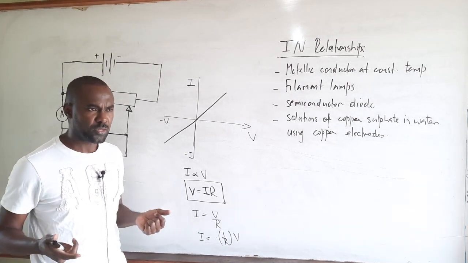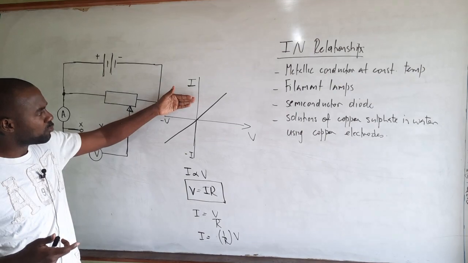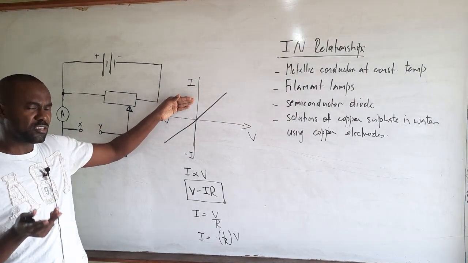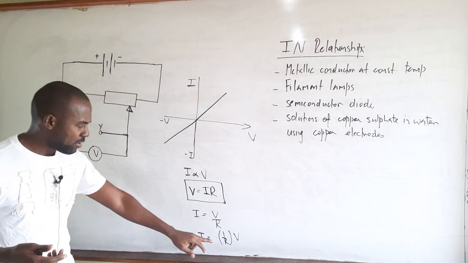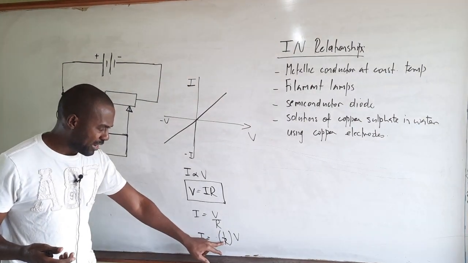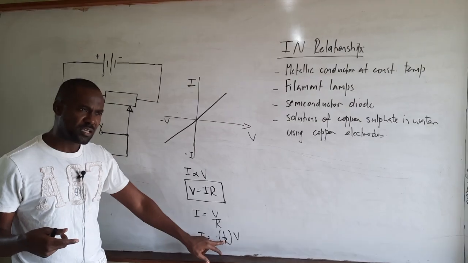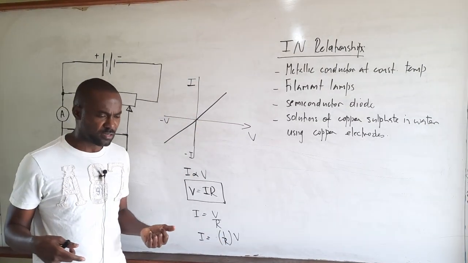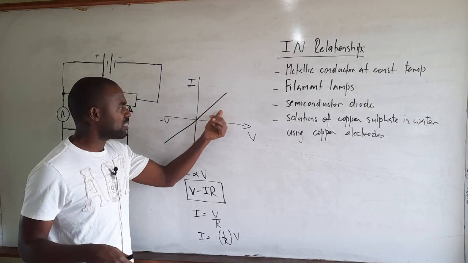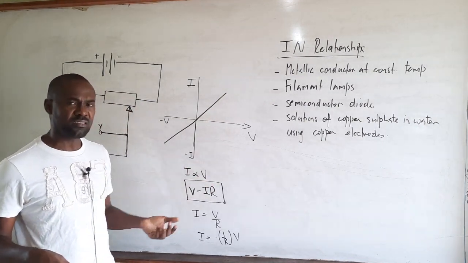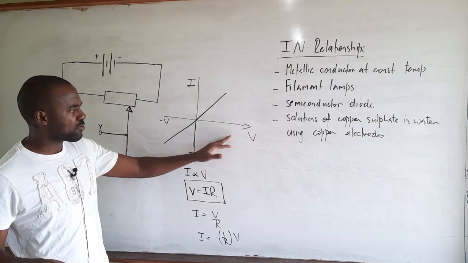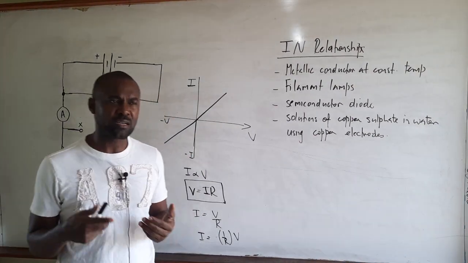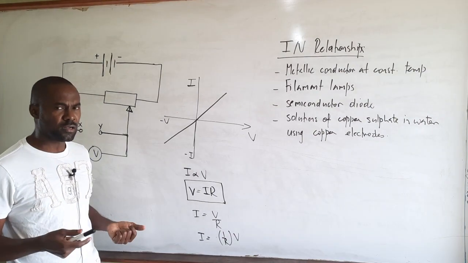if it is changing. So the gradient of this graph would be said to be uniform or constant, and because the gradient is uniform or constant, what it represents, 1 over R, is also uniform or constant, and therefore for such a graph the resistance is uniform or constant, right? So basically this shows that for a metallic conductor at constant temperature, the gradient of the IV graph is uniform or constant, and therefore the resistance of that particular device is also uniform or constant, right?